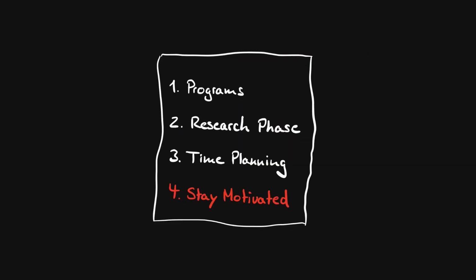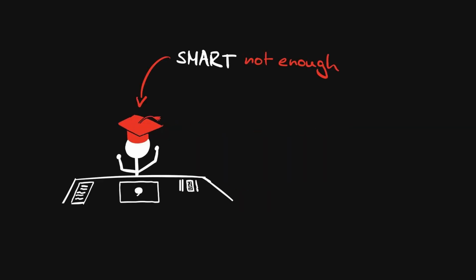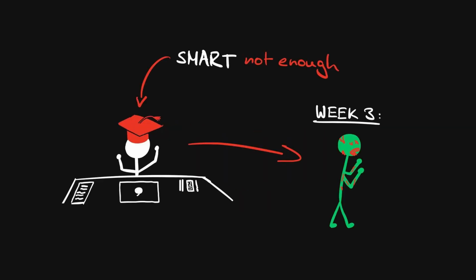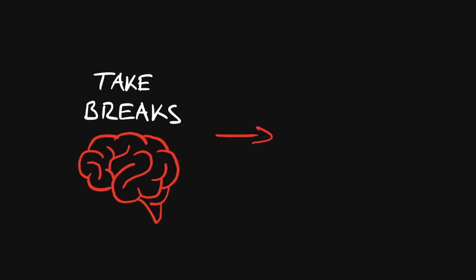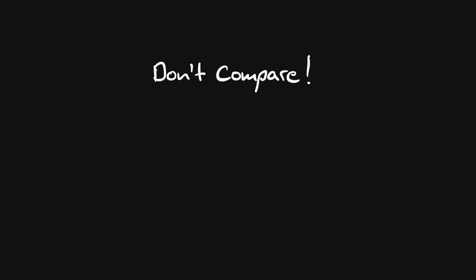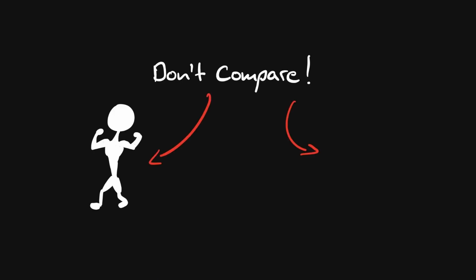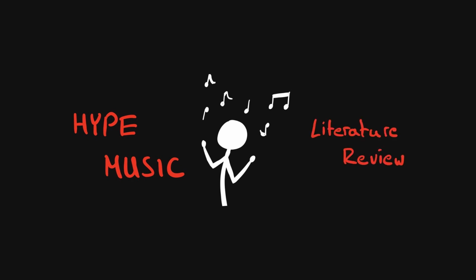Step 4. Stay sane and motivated. The final survival tip, because being smart isn't enough if you are a zombie by week 3. Take breaks, your brain is not a TikTok algorithm. Celebrate tiny wins. Finish a paragraph, high-five yourself. Don't compare yourself to others. Everyone has a secret sauce. For some people it's just panic and caffeine. Also, find your hype music, seriously. Nothing motivates like a perfect playlist when typing your literature review at midnight.